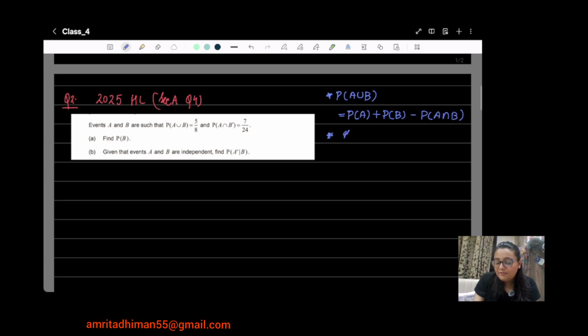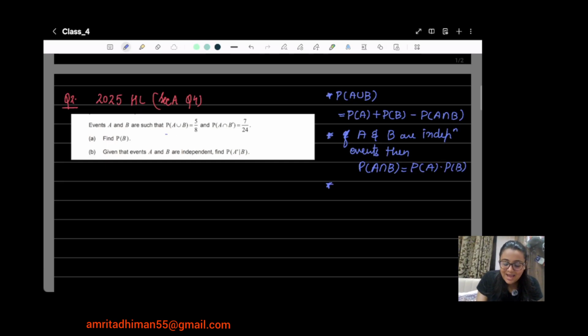Another one: if A and B are independent events, then probability of A intersection B is equal to probability of A into probability of B. This is enough. So we have probability of A union B equal to 5 by 8, and one more thing, probability of A intersection B complement is equal to 7 by 24.